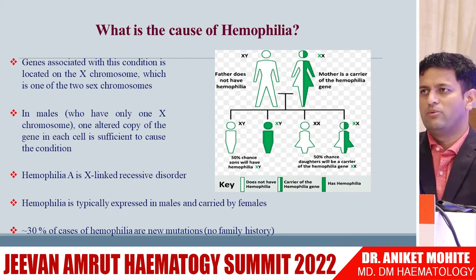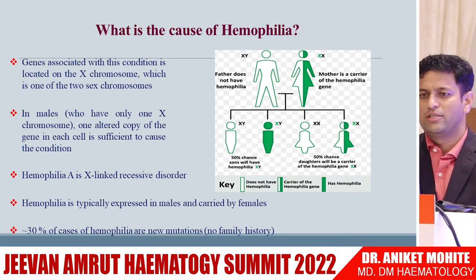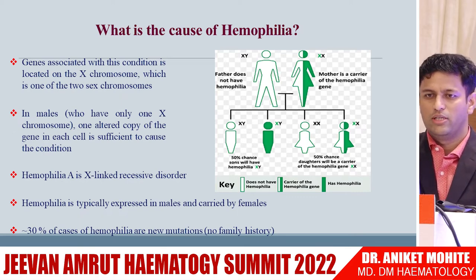So the commonest problem in bleeding is hemophilia. I'll just discuss that in brief, and then we can go to the cases. So you can see a pedigree chart where the father does not have hemophilia, the mother is a carrier. So there is a 50% chance of each girl child born being a carrier and 50% chance of having a normal child, and 50% chance of having an affected hemophilic child.